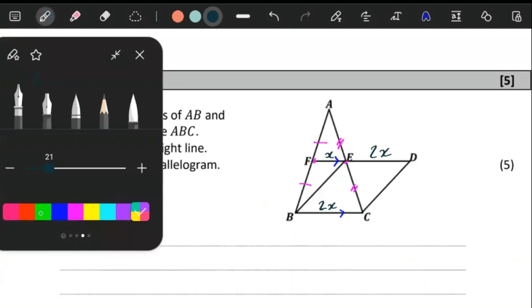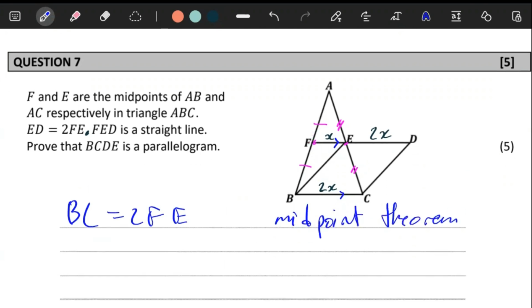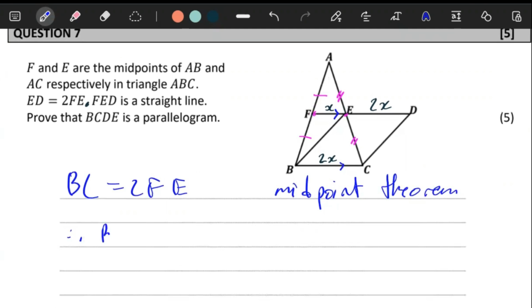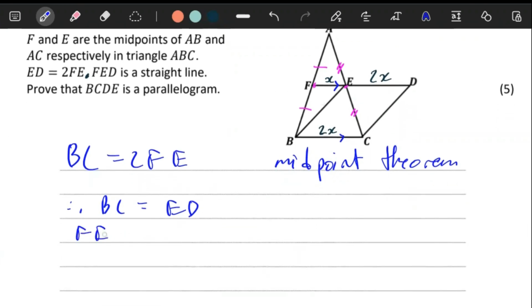Well, proving that this shape is a parallelogram, you need to show that opposite sides are equal and opposite sides are parallel. So fortunately, we know that BC is also 2 times FE. So let's tell them. BC is 2 times FE. The reason is midpoint theorem. And then you're going to say therefore BC is equal to ED, because you have proven it there. It's more of a conclusion now. But then you need to show that those sides are also parallel to each other. So you need to tell them that you know that FE is parallel to BC. The reason is midpoint theorem also.